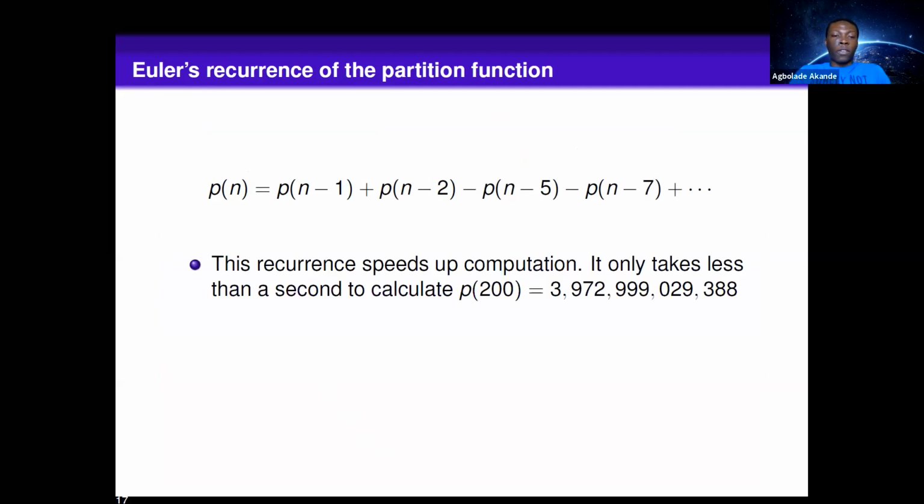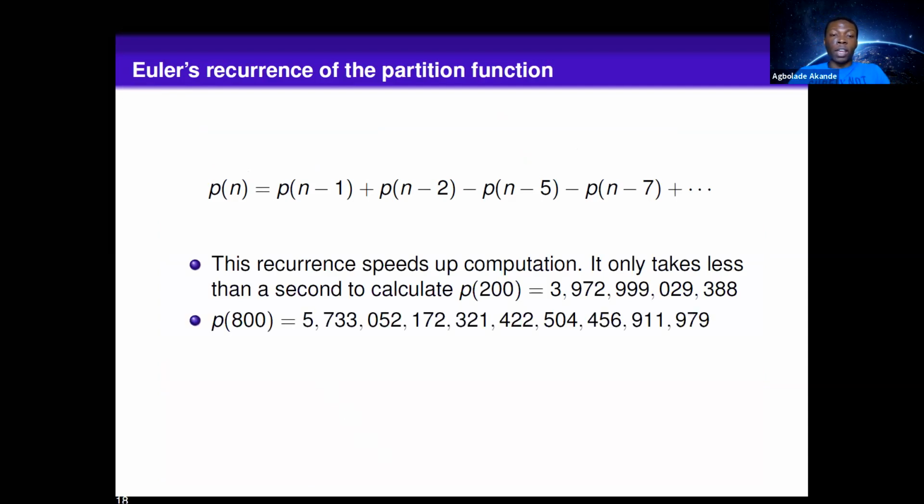It's pretty fast. It only takes a few seconds to calculate, for example, the partition of 200, which is this big number here. And I also coded the next one, for the partitions of 800, which is exactly this big number right here. So you see this recurrence is not exactly linear. It basically bursts through as the numbers get really big.